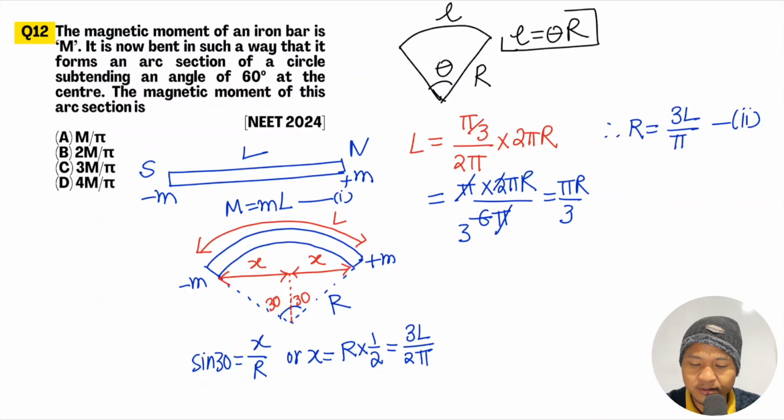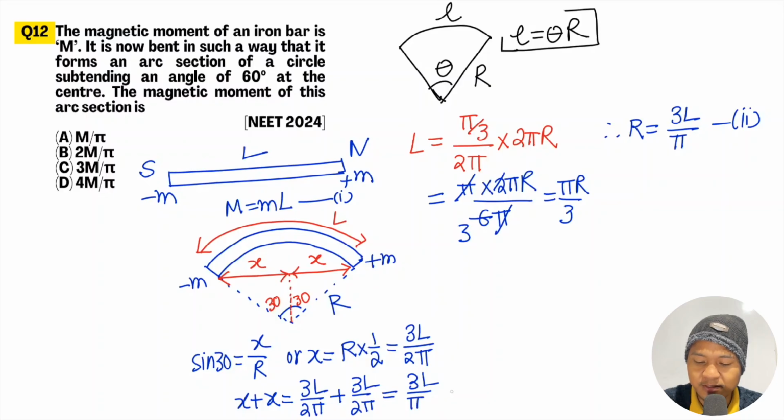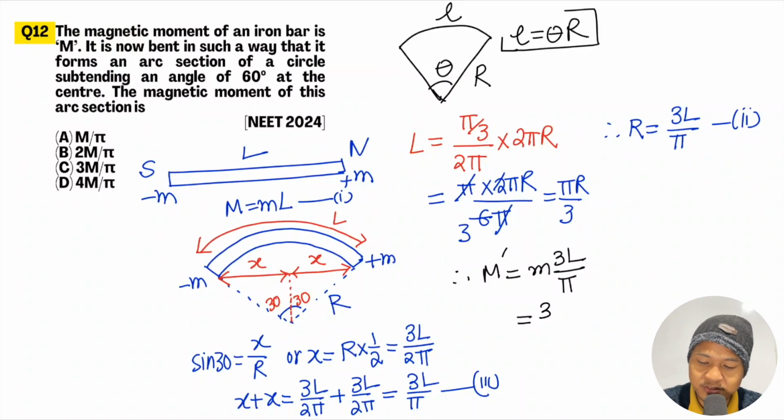So the displacement is x plus x, which is 3L by 2 pi plus 3L by 2 pi, so 3L by pi. Equation number 3. Finally, the magnetic dipole moment is pole strength into 3L by pi. Since m into L is capital M, this is 3M by pi. So that is the answer. You have to learn how to do it.